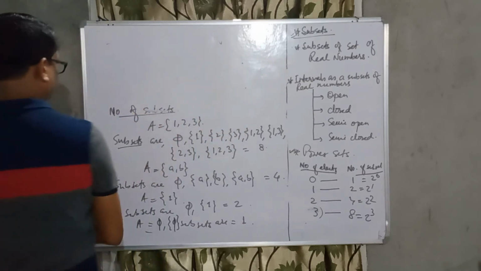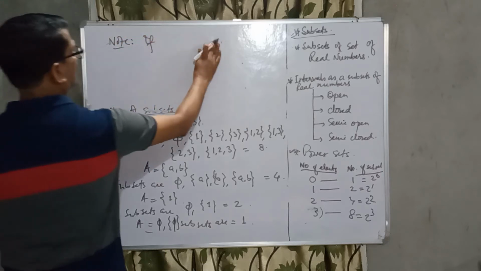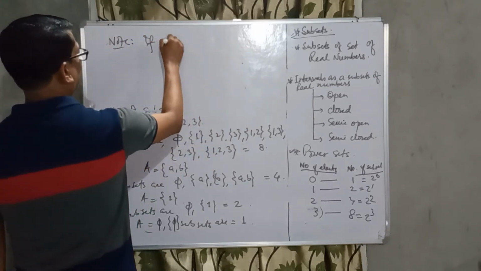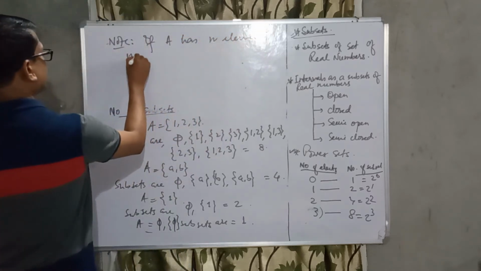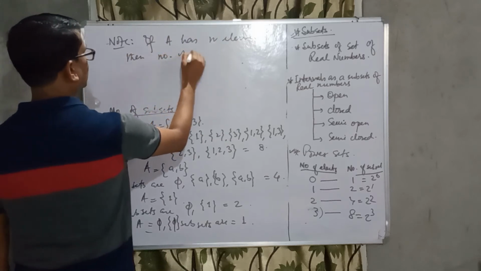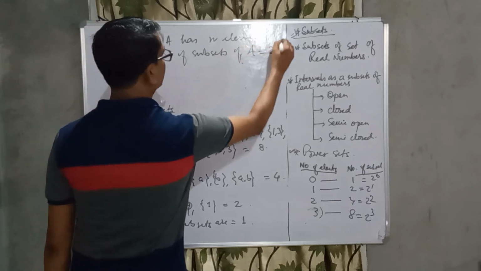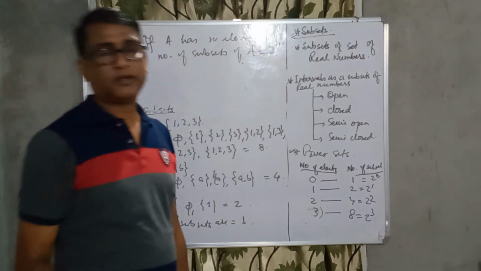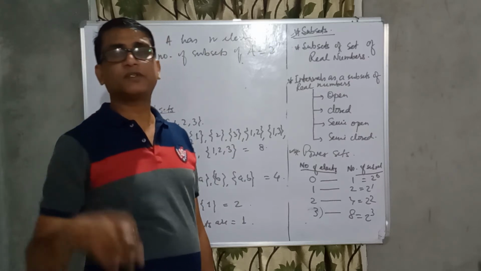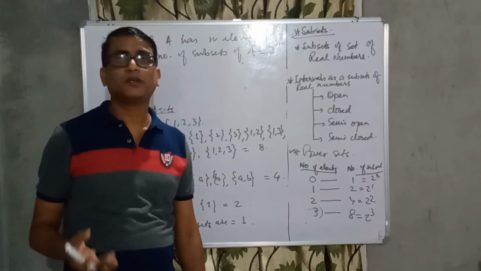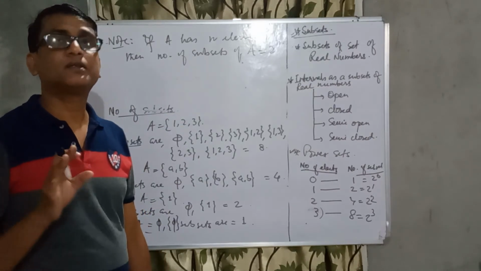Here note we can say number of subsets. Note, if A has n elements, then the number of subsets of A is equal to 2 to the power n. So if a set has 4 elements, the total number of subsets is 2 to the power 4, 5 elements 2 to the power 5, 6 elements 2 to the power 6. So in this way you can confirm the number of subsets of a set.